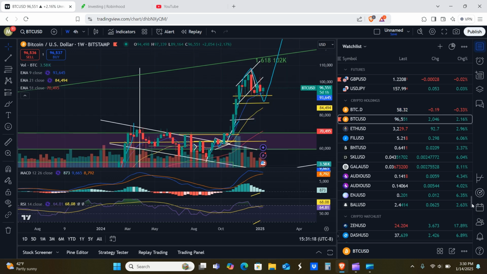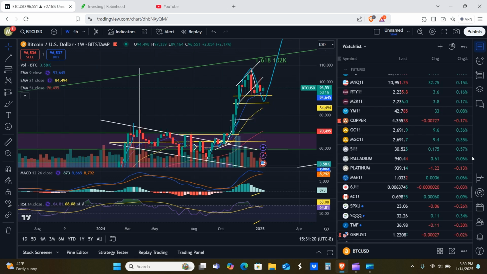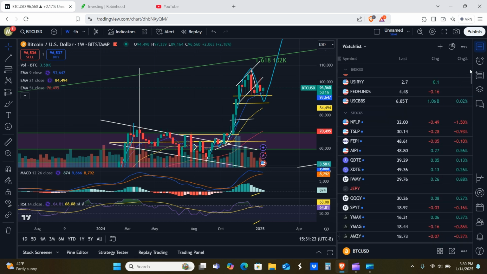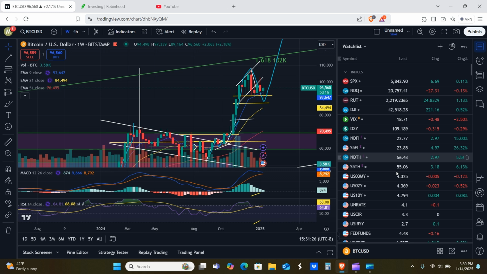I will tell you guys this. I think the bottom is either in or we're probably going to get it tomorrow because, again, tomorrow is CPI. And I did want to show you guys this real quick.